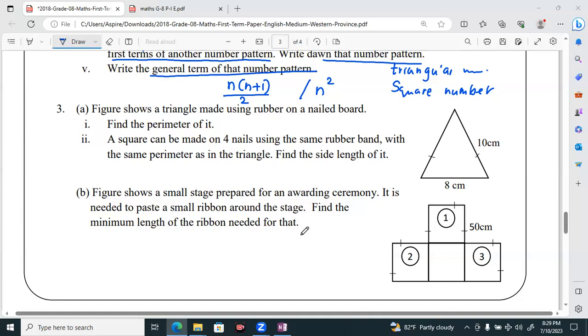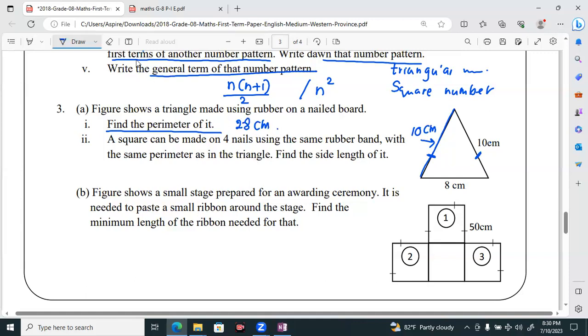Okay, tell me the answers. The figure shows a triangle made using a rubber band on a nail board. Find the perimeter of it. To find the perimeter, you have to know the size of this side. What is the data given here to find the length of this side? Yes, these two lines indicate that these two sides are equal to each other. That means this is also 10 centimeters. 10 add 10 is 20, add 8 it is 28 centimeters.